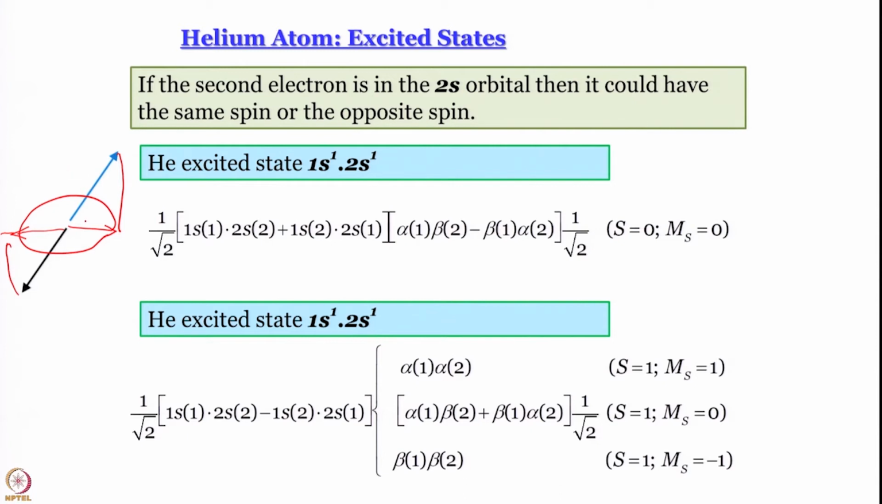That is why S equal to 0, and if S equal to 0, what is Ms? Ms is also equal to 0, because if the length of the arrow that you get by vector sum is 0, what will the z component be? It has to be 0 and nothing else.